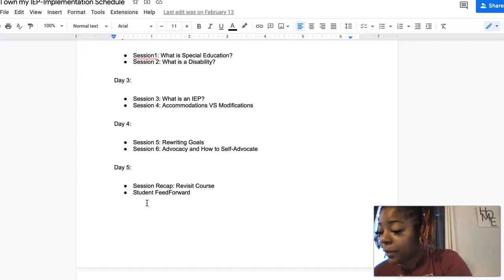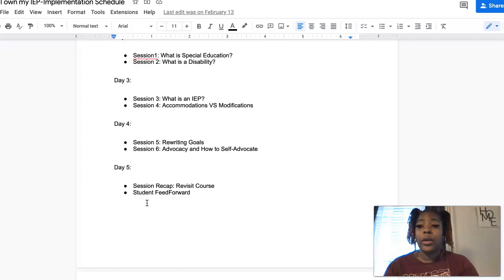I want my students to move into deeper learning. This will require them to actually soak in the information that they're learning, retain it, and make sure that they can apply it. This again will not be a memorization course. They will have to be able to apply the knowledge. They will have to demonstrate how to actually write a goal. What is needed in a goal? Can they tell me their accommodations based on their disability?